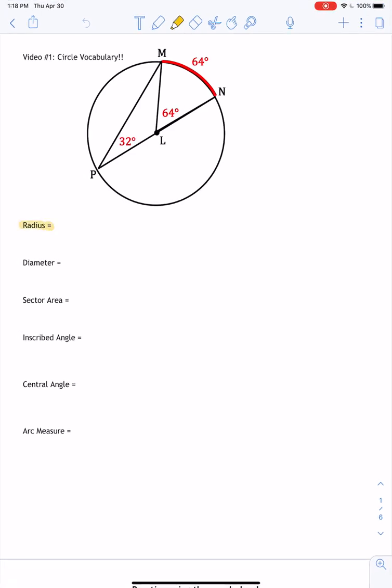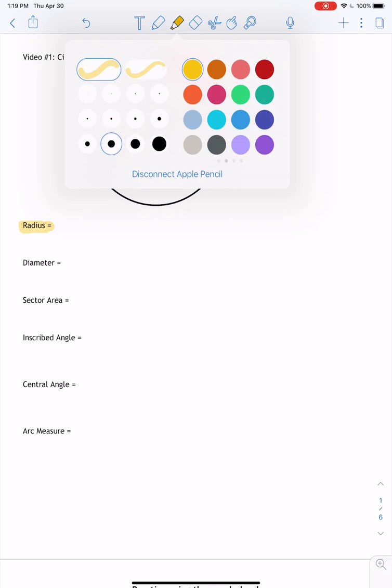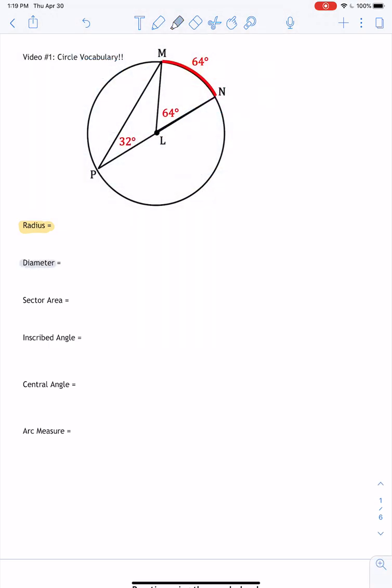So radius, what we're talking about is a line segment that's starting at the center and going to a point on the circle like this or like this. We should know that word. Another word that we should know by now is diameter. So it's a line segment that goes through the center point all the way to another point on the circle.